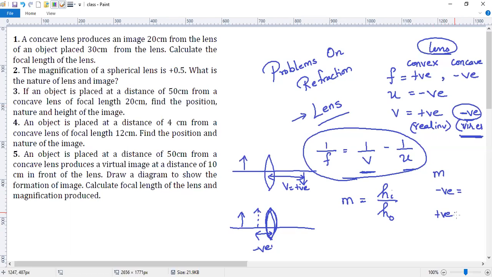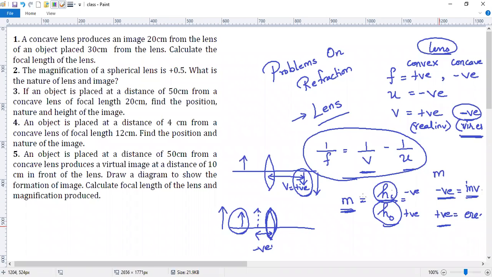If it is negative, what type of image will it be? The image will be inverted. If inverted, it will be negative. We always take the height of the object as positive, since the object will always be upright. Towards the top is taken as positive. Then when the height of the image comes negative, the value of magnification comes negative. So the image will be inverted when this value is negative. If it is pointing downwards, we take the height as a negative value. So negative magnification means it has to be an inverted image. Positive magnification means it has to be an erect image.